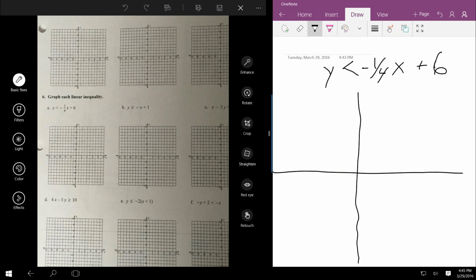6, 0. 0, 6. There is a difference. In other words, this right here is B. And that's the y-intercept. So y-intercepts are always going to be 0, something. Okay? Now we can figure out where our line goes. So what do I do next to incorporate this slope of -1/4?